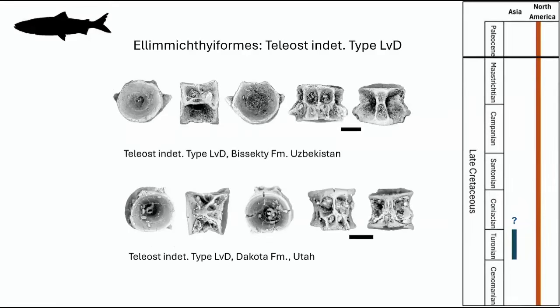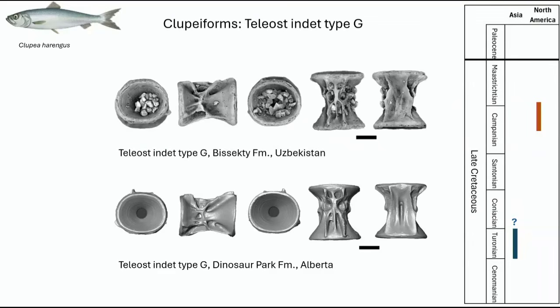Another sort of problematic taxon, again a herring, I think, based on its similarity to one from North America called Horseshoeichthyes, again present in both Asia and North America and virtually identical. Again, virtually identical centra. Based on comparison with recent fish, I'm identifying these as a close relative of the living herrings. In North America, it's present in Dinosaur Park, in the Kaiparowits Formation, in the Late Campanian, and then in the Turonian in Uzbekistan.